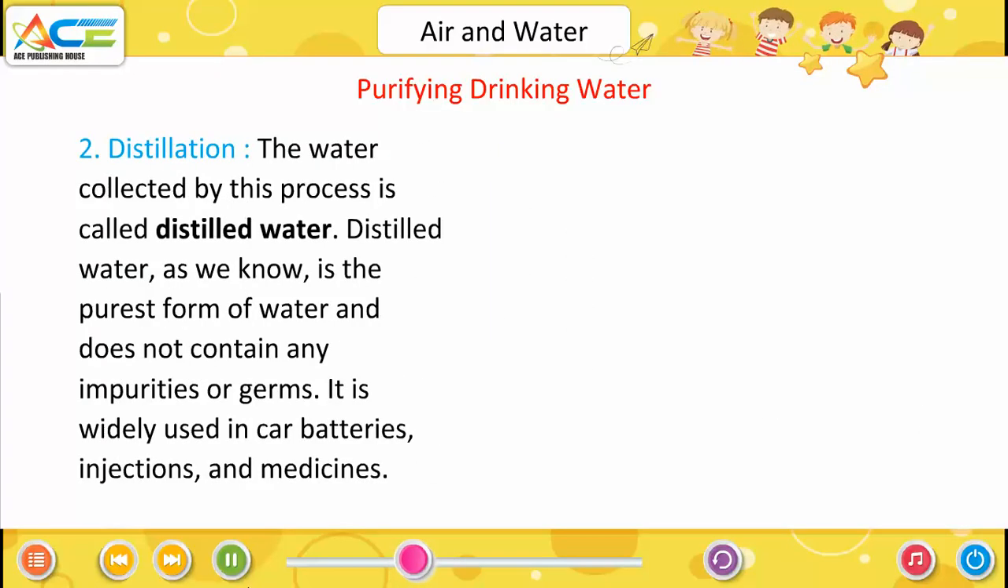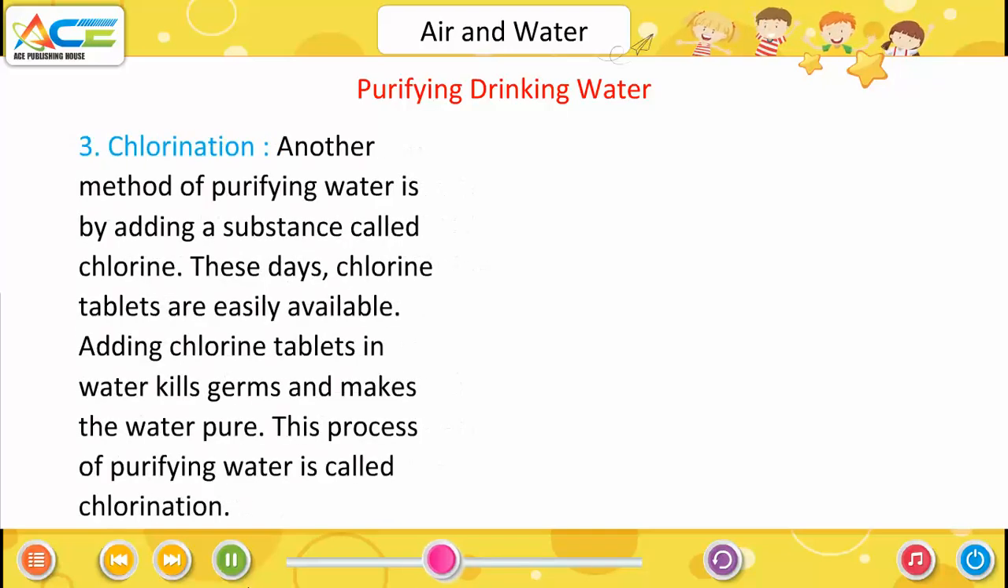Distillation. The water collected by this process is called distilled water. Distilled water, as we know, is the purest form of water and does not contain any impurities or germs. It is widely used in car batteries, injections, and medicines.